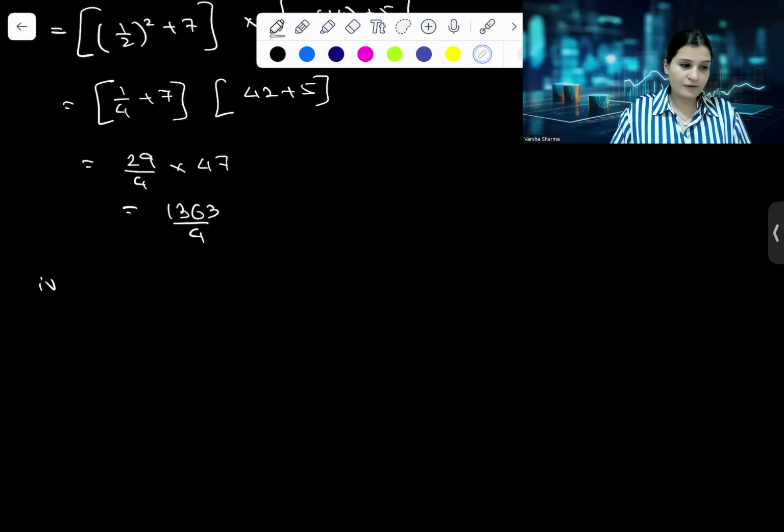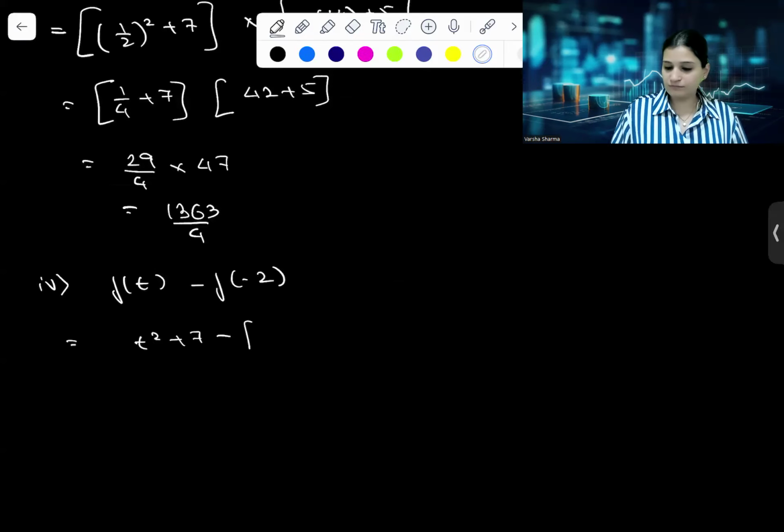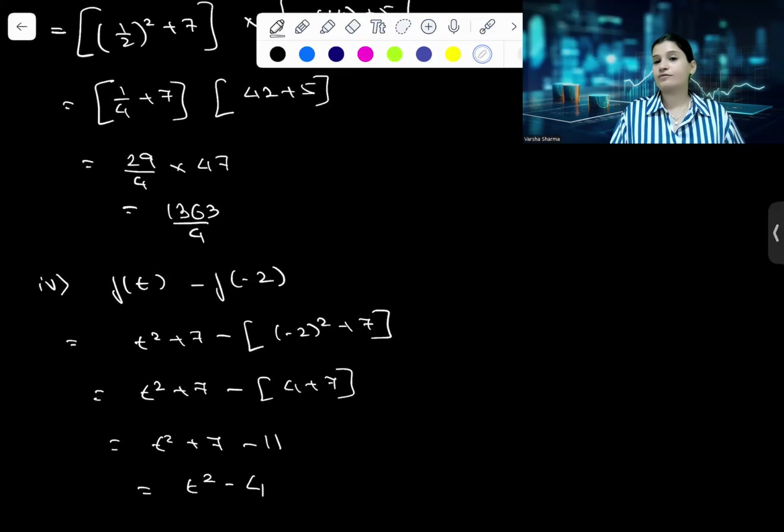Question number 4. f of t minus f of minus 2. f of t is t square plus 7. f of minus 2 is minus 2 square plus 7. t square plus 7 minus 4 plus 7. So t square plus 7 minus 11, t square minus 4. Does it match till here?